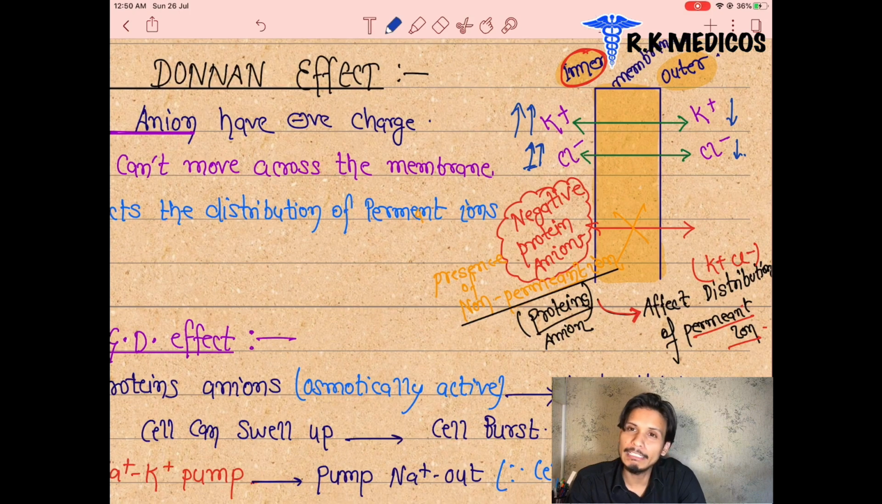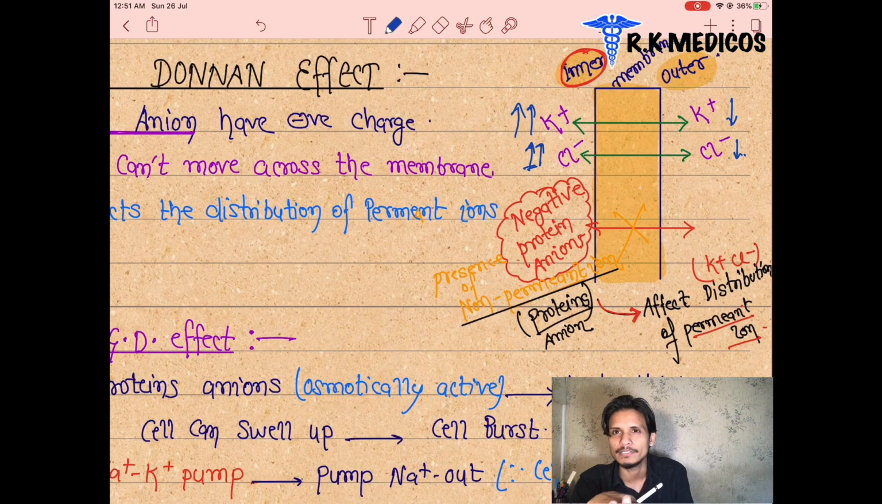And protein is a negatively charged anion. Anion means negatively charged; cation is positively charged. Protein is a negatively charged molecule present inside the cell, so it maintains the negative charge. Once again, the negative anion is present inside the cells. These are non-permeant ions, meaning they are not permeable. They are not going to move across the membrane, so these molecules are always present inside the cell and always maintain the negative charges.